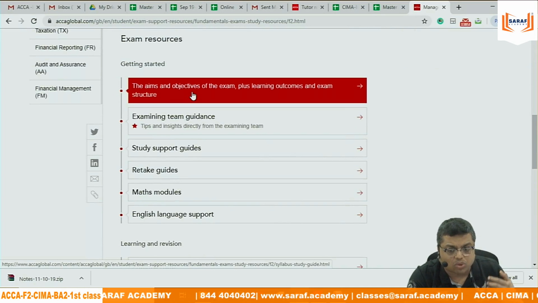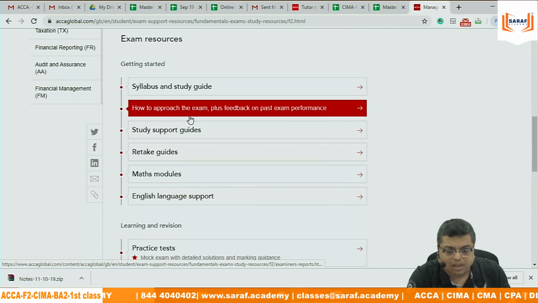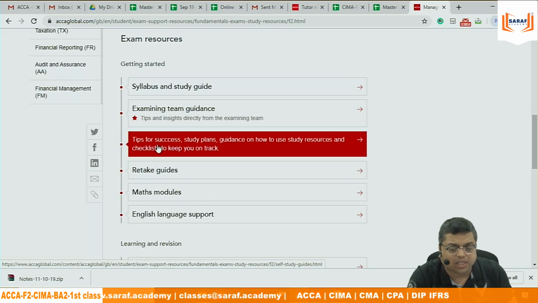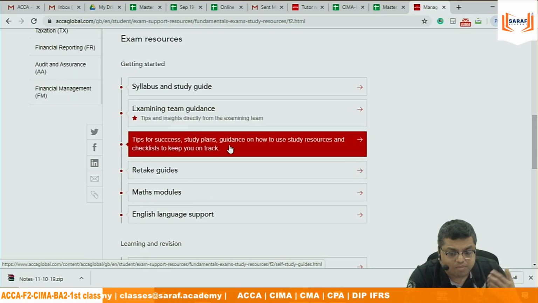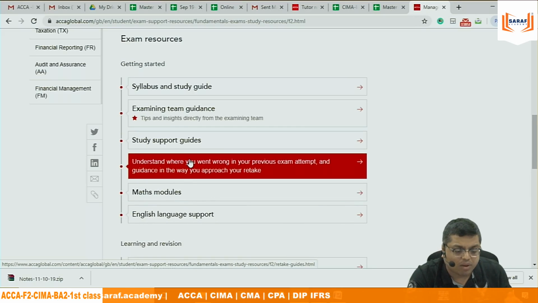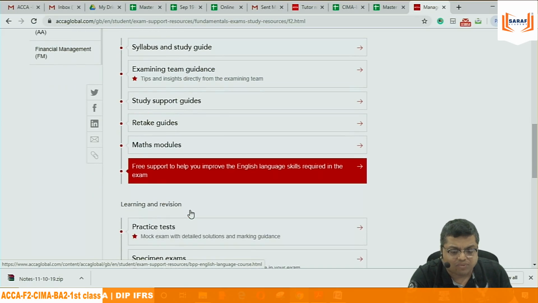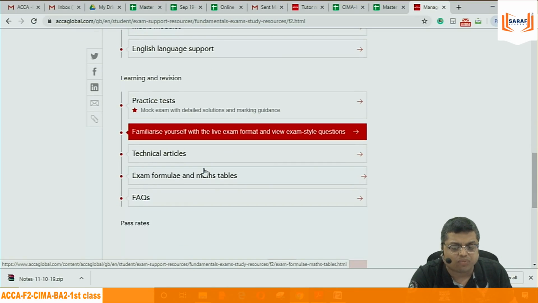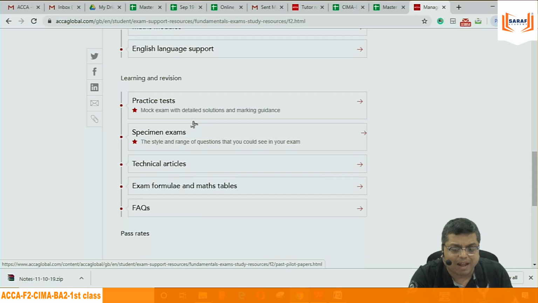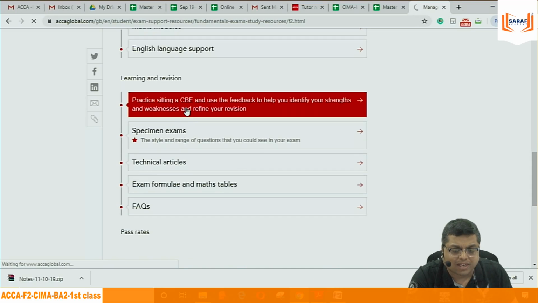For the Management Accounting syllabus, if we want to see the current syllabus, then those who are the examiners, what guidelines they are saying, how to study, then tips for getting more marks. Then for those who have given the exam and could not pass, they are giving what they should be doing again, some formula tables. Then if somebody has poor English, they can do some English courses also which are offered by BPP and Kaplan. Then practice test, specimen exam. Suppose I want to go into practice test.